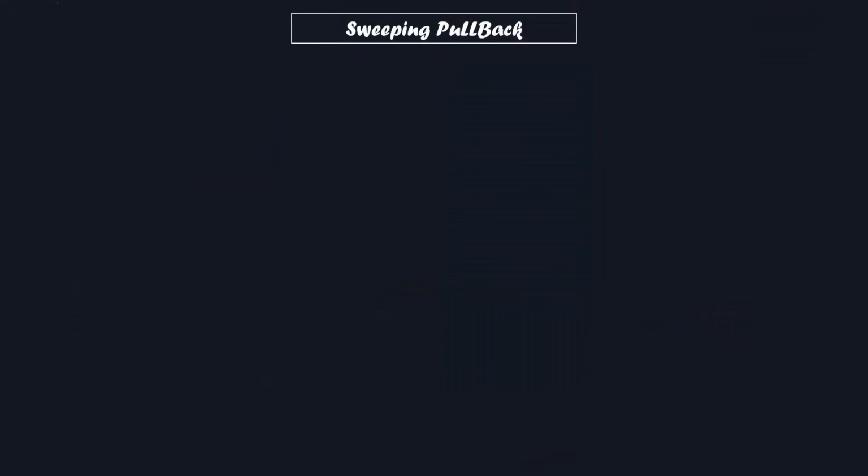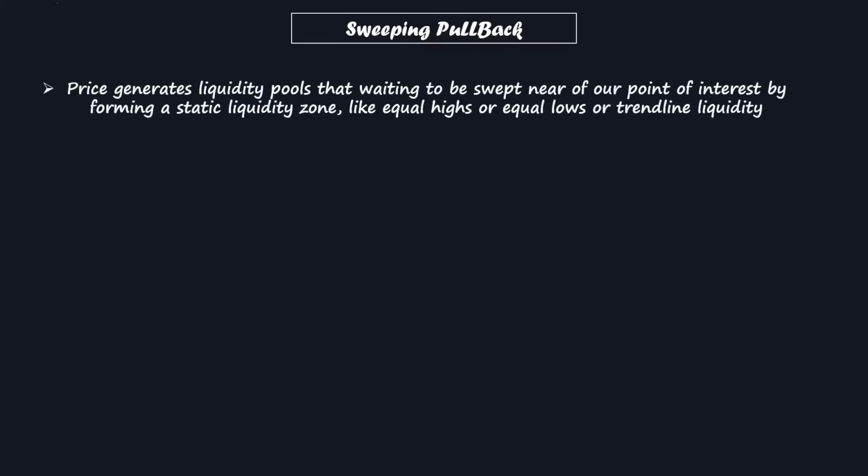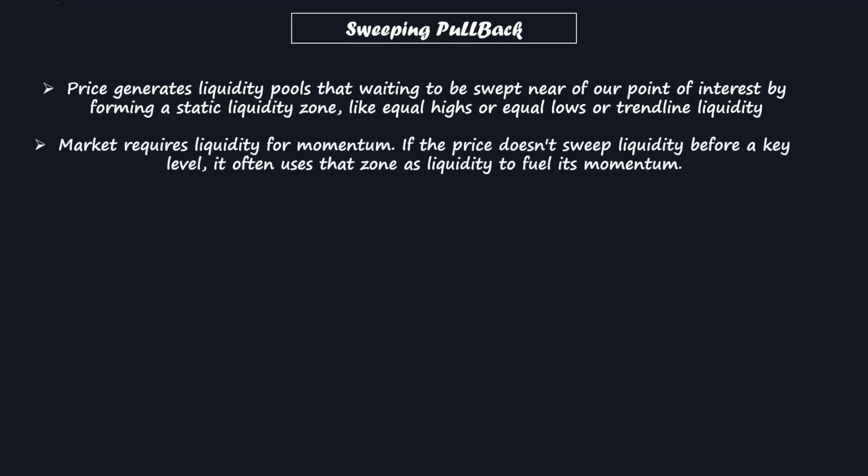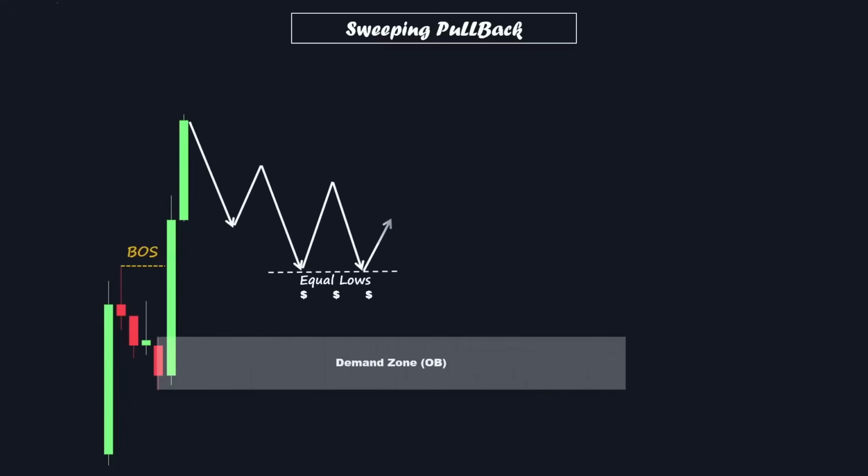The sweeping pullback is based heavily on liquidity behavior. In this model, price forms liquidity pools near your point of interest, equal highs, equal lows, or trendline liquidity. These act as fuel for momentum. Before price reaches your supply or demand zone, a liquidity sweep adds an extra layer of confirmation. If liquidity is not swept beforehand, price often uses the zone itself as liquidity, meaning it may just break through it.